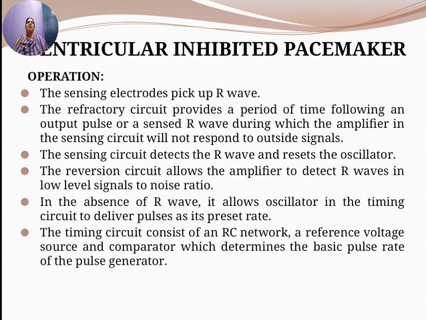The timing circuit consists of an RC network, a reference voltage source and a comparator, which determines the basic pulse rate of the pulse generator. As I told you, a pacemaker consists of a pulse generator, so pulses are produced here.